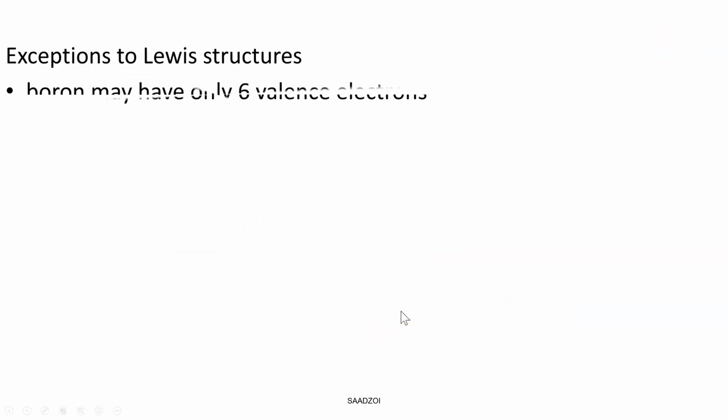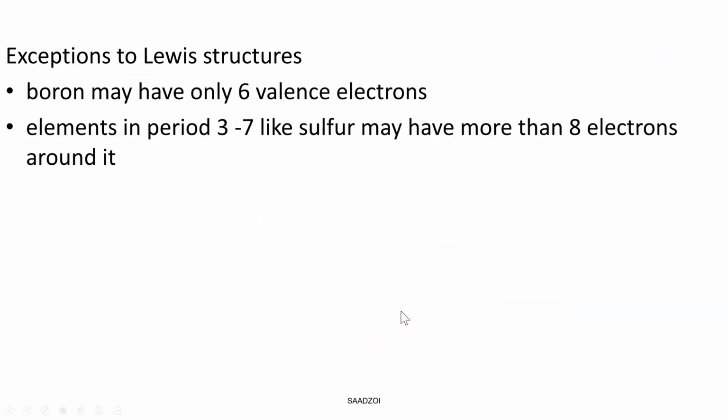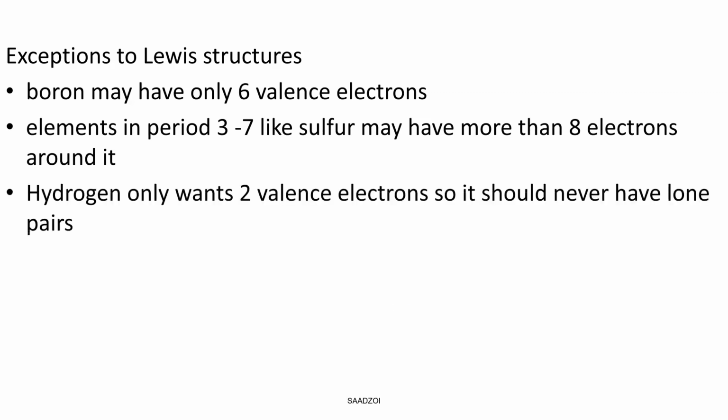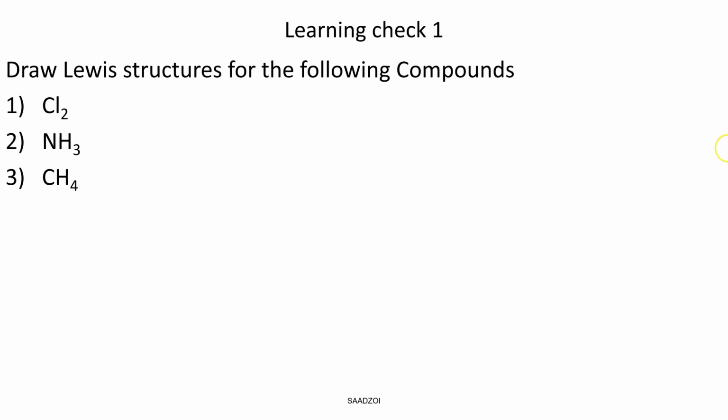All right, some exceptions. Boron, like I said, only wants 6. Elements in period 3 through 7 can actually have more than 8. We'll see some examples of that. Hydrogen only wants 2. So once you connect hydrogen, you're done with hydrogen. So at this point, what we're going to do is try a couple of examples of it.